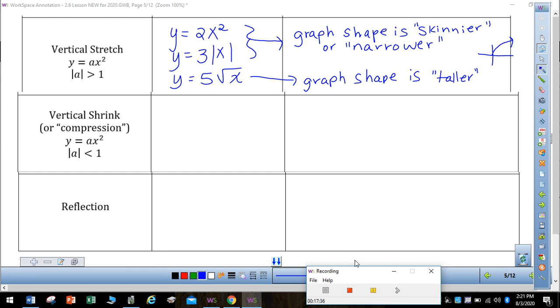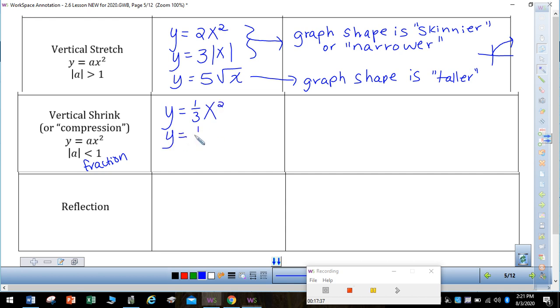So let's fill that in our chart here. Vertical shrink or vertical compression is when you have something multiplied in front, but the absolute value of that number is less than 1. So we're talking about a fraction value that's less than 1 in front. A few examples could be something like y equals 1/3 times x squared, or if it's absolute value, it could be y equals 1/2 the absolute value of x. Let's make a description here: for either of those, we're going to see that the graph shape is wider.